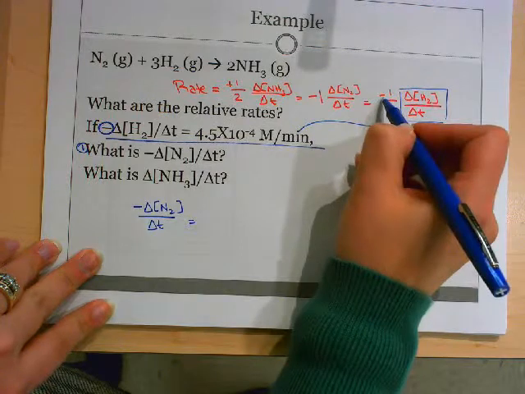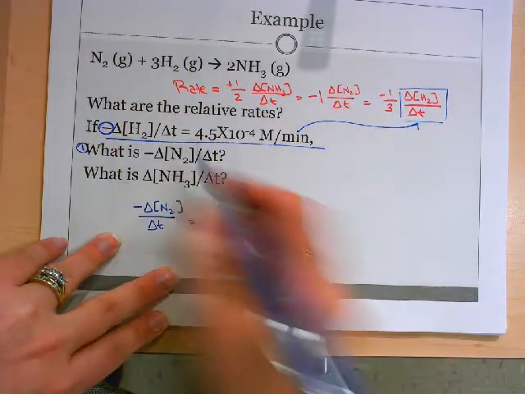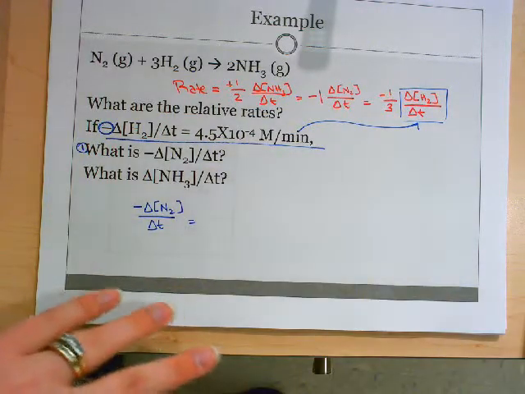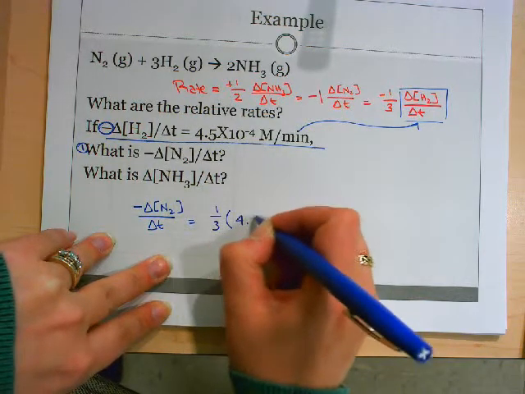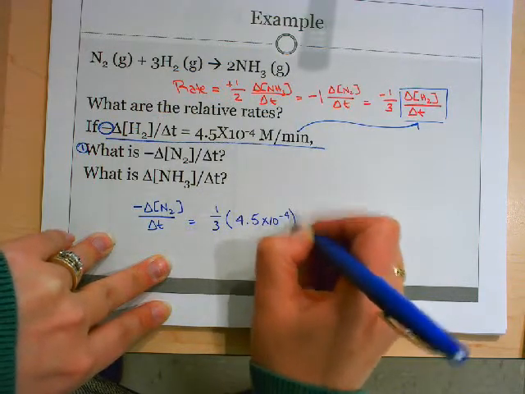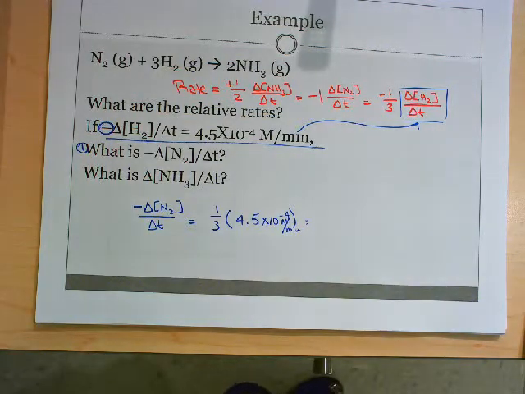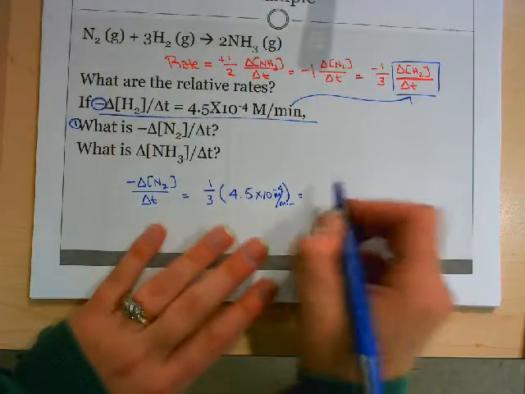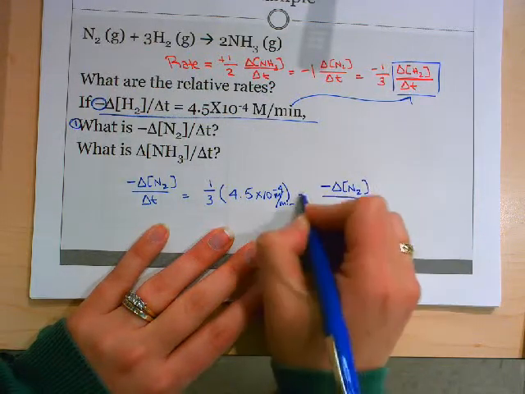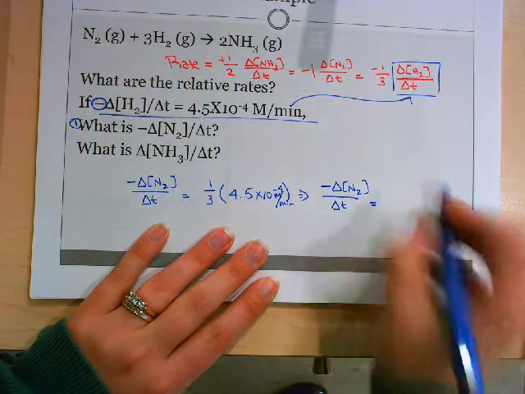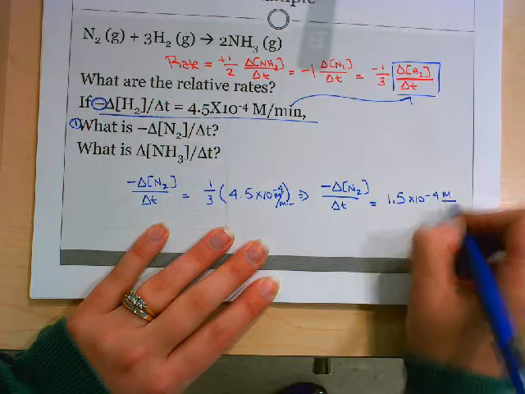If I have this negative sign, what happens to this negative sign for the fraction? They kind of cancel out. So you can either write them both down and cancel them out, or you can just plug it in, however you want to think about it. I just take a third of that, 1.5 times 10 to the negative fourth molarity per minute.